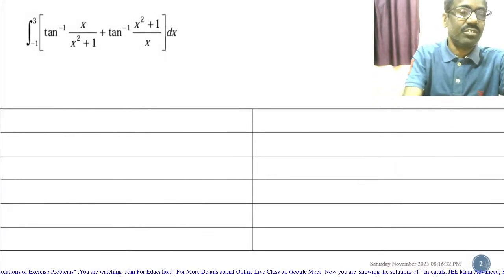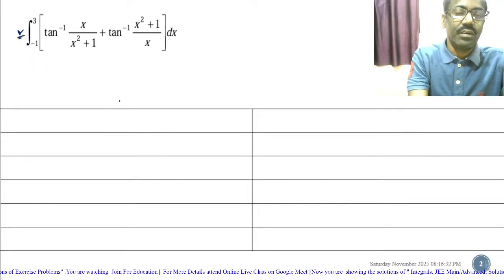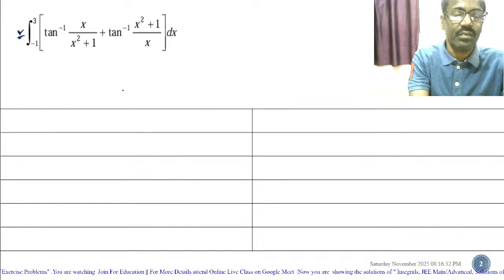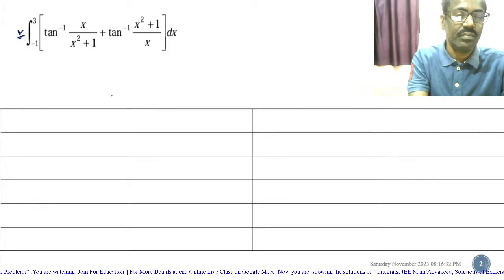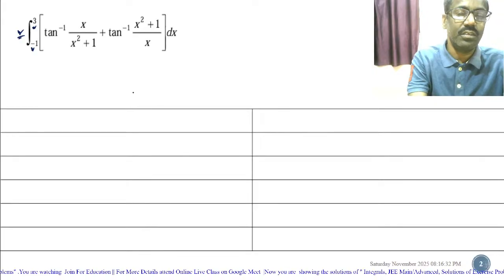So this is the first question, and in this question, it asks us to find the value of the integral of tan inverse of x by x square plus 1, plus tan inverse of x square plus 1 by x. The lower limit is -1 and the higher limit is 3.